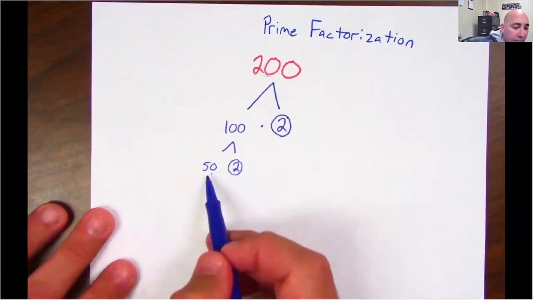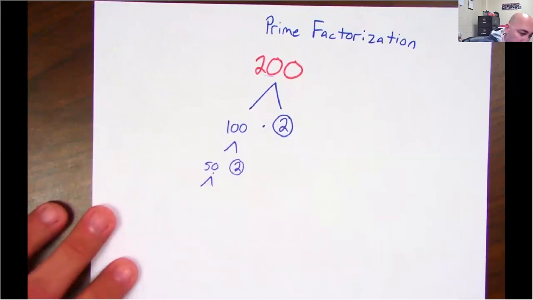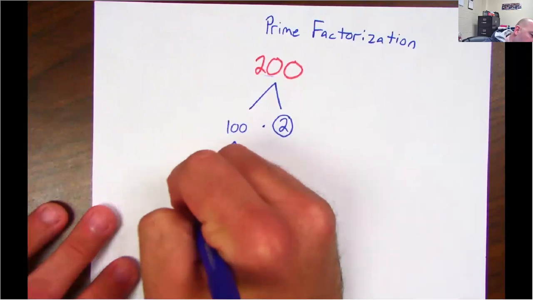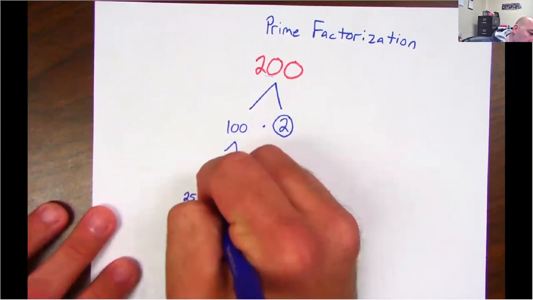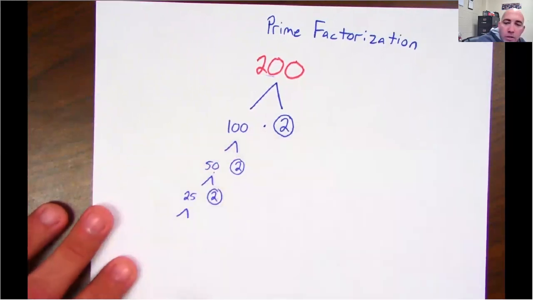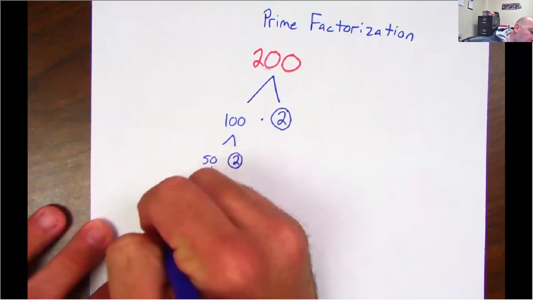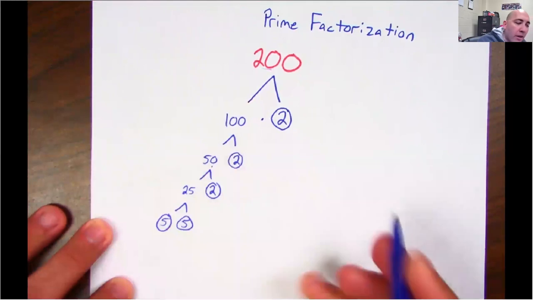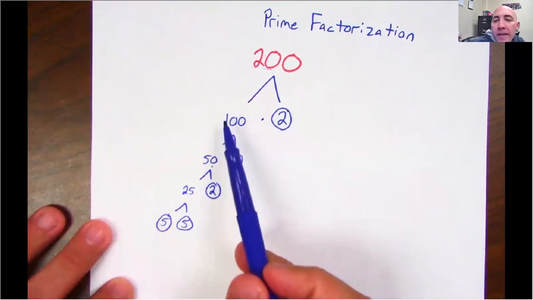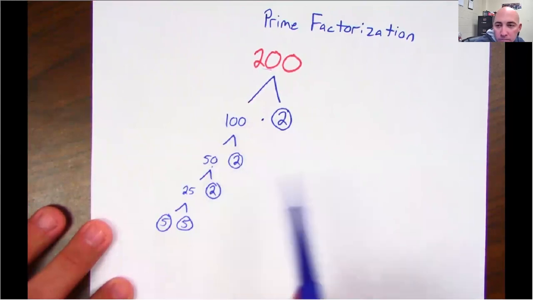50 is composite. I need to break it down. What multiplies to give you 50? Well, that would be 25 times 2. Well, again, 2 is prime. Circle it. What multiplies to give you 25? Well, that's 5 times 5. Now, notice how we broke down all of our factors and we circled all of our prime numbers.